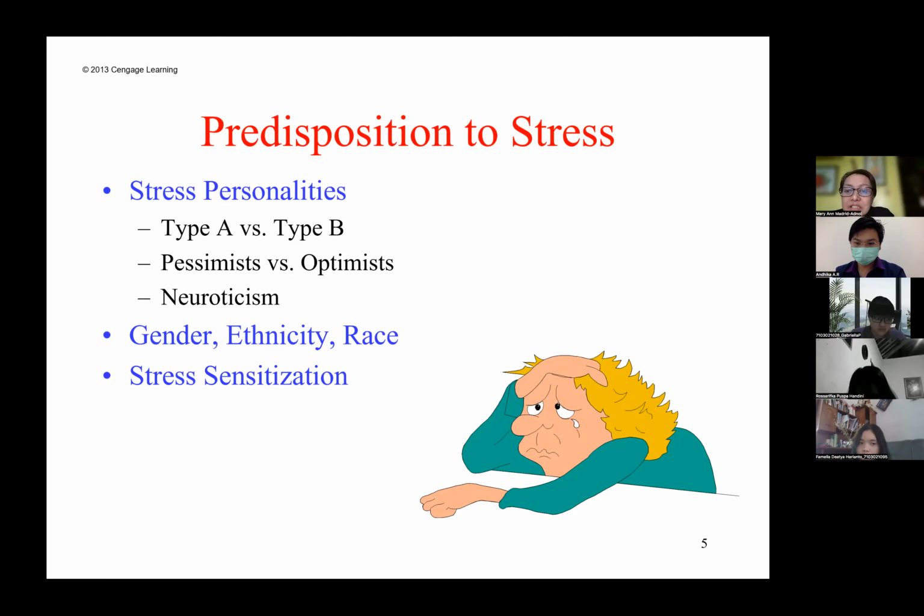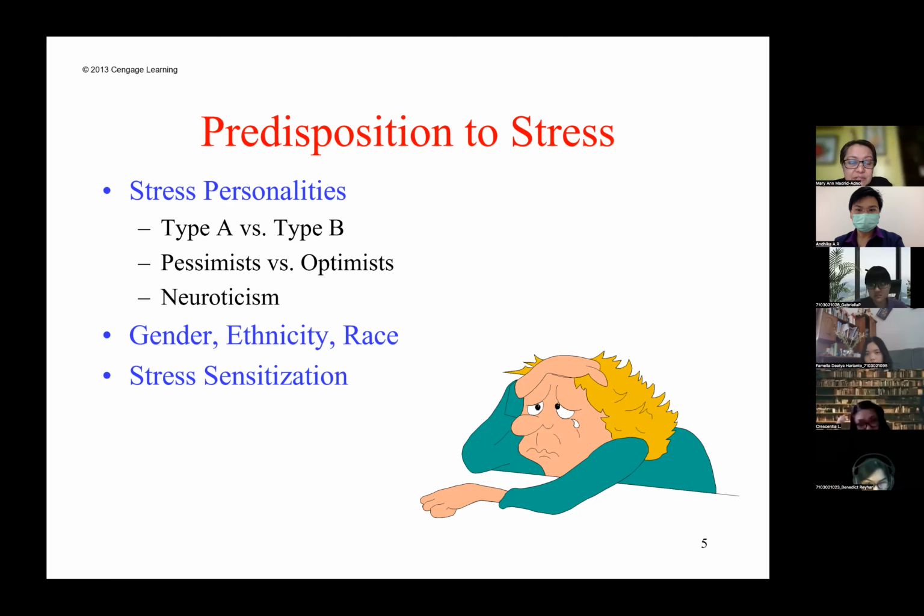Because they are positive thinkers, they are optimists. Neurotic people are those people who usually worry much. They are easily bothered by certain things. They are highly anxious. So if you compare these different personalities, type A personality, pessimist, and neurotics, these are people who experience more stress. Type B personality, optimist, and non-neurotics, on the other hand, or those who scored low in neuroticism, they are people who will experience less stress.